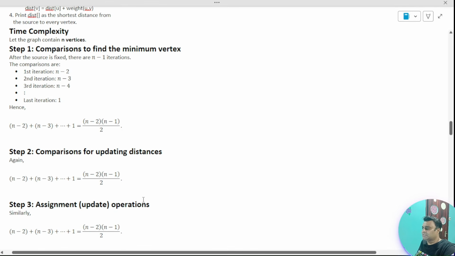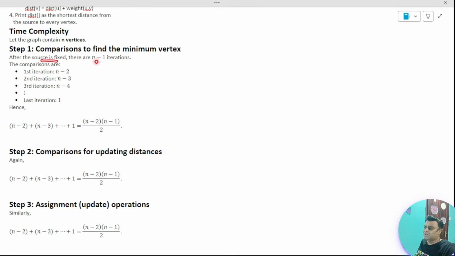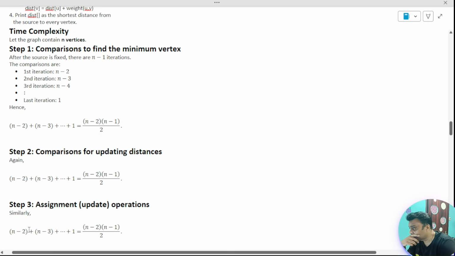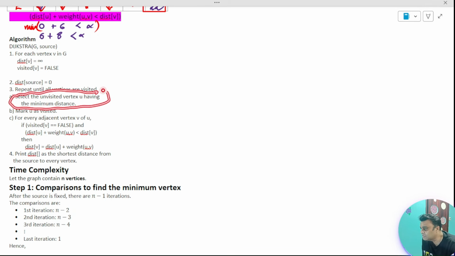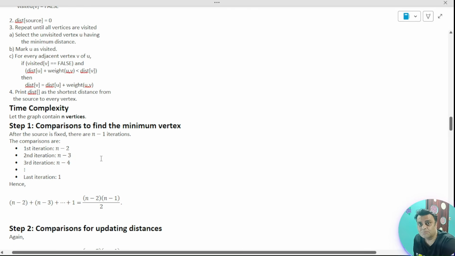In terms of the time complexity, after a particular source is fixed, I will actually be searching for the other rows, other vertices, and those vertices will be having n minus 1 iterations, comparisons to find the minimum vertex, right? So I'm trying to find the minimum vertex, which is the comparison to find this particular area. Select the unvisited vertex u having the minimum distance, right? So I'm trying to see what my unvisited vertices are which are having the minimum distance.